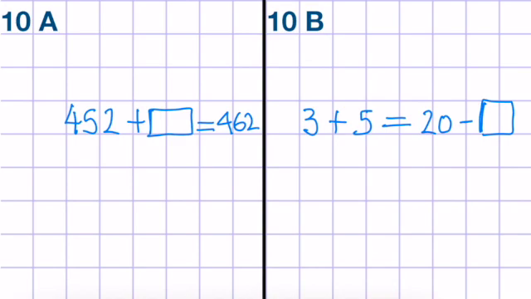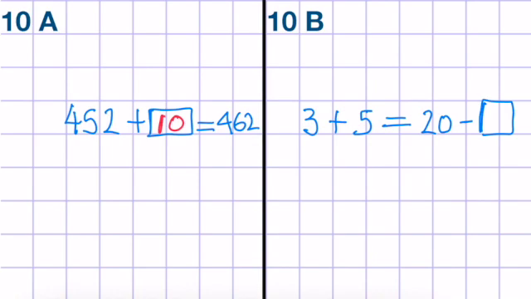For 10A and 10B, I'd like most people to have a go on 10A, and some people will challenge themselves with 10B. Press pause. Okay, 552 add something is 462. So it's 10, because it's gone up by 10. From 52 to 62 is add 10.